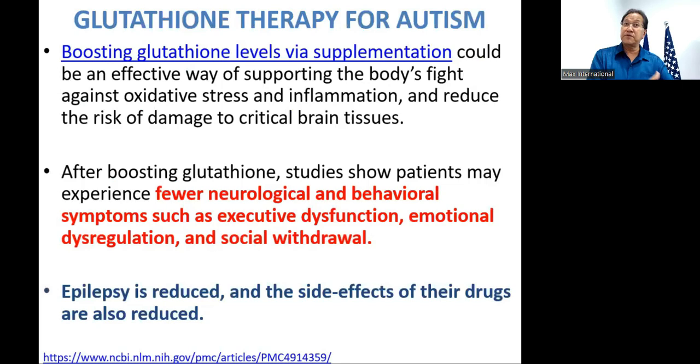So even from the microbiome, glutathione has a big role to play. Boosting glutathione levels via supplementation could be an effective way of supporting the body's fight against oxidative stress and inflammation and reduce the risk of damage to critical brain tissues. After boosting glutathione, studies show patients may experience fewer neurological and behavioral symptoms such as executive dysfunction, emotional dysregulation, and social withdrawal. Epilepsy is reduced and the side effects of the drugs are also reduced.